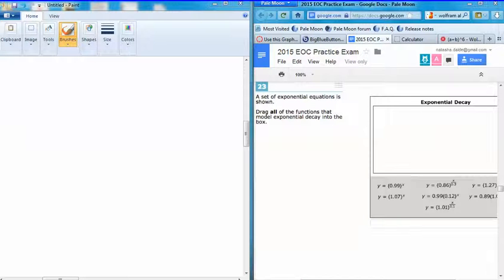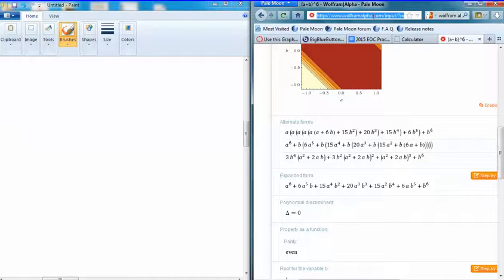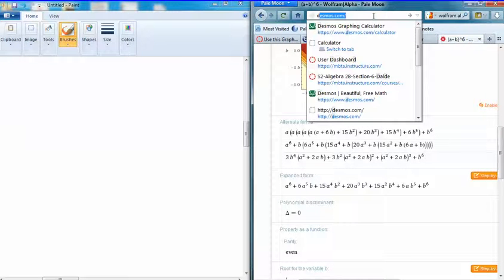A set of exponential equations is shown. Drag all the functions that model exponential decay into the box. I know that I taught you guys about exponential decay. Let's go down to Desmos and let me review with you exponential growth and decay.